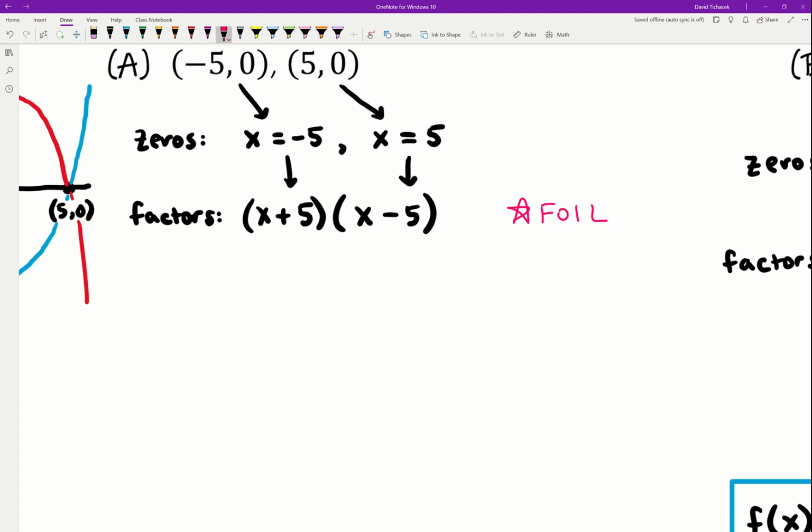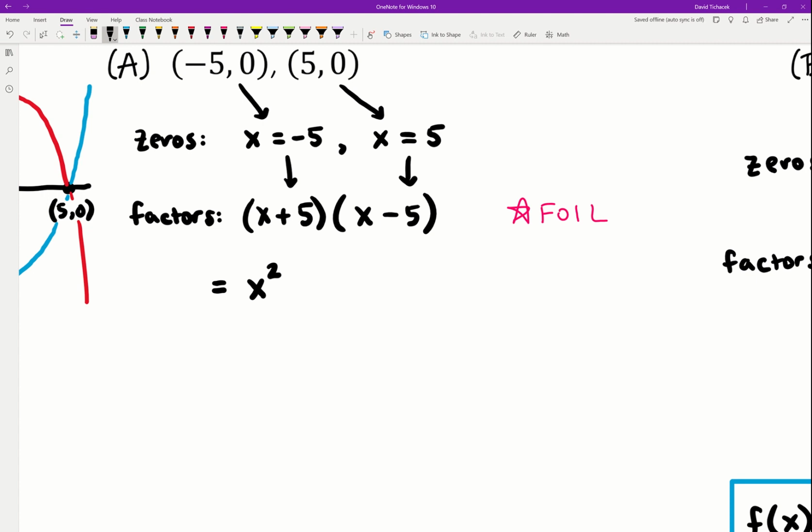I'm not going to demonstrate the FOIL method here because I would expect you to know it, but just real quick, FOIL stands for first, outer, inner, last. It basically tells you what to multiply, and then you add all those terms together. If we do that here, multiplying the first, x times x makes x squared.